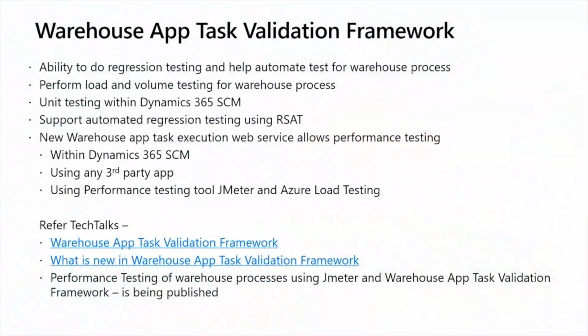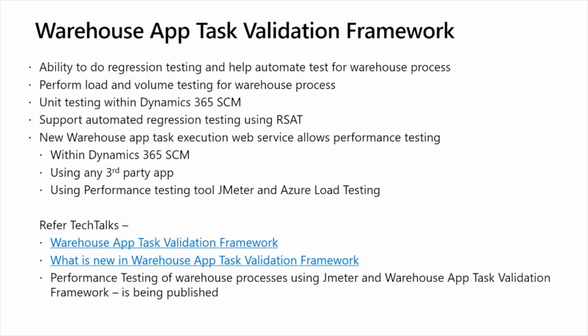Thank you, Nicole. So let's review this new feature in the warehouse app task validation framework. As you are probably aware, this framework provides the ability to do regression testing and help automate the test for the warehouse processes. But now it also has a capability where you can do performance testing or load and volume testing for all of your warehouse processes. This framework, the Warehouse App Task Validation Framework, provides the capability not only to do unit testing from D365, but it also supports automated regression testing within RSAT.